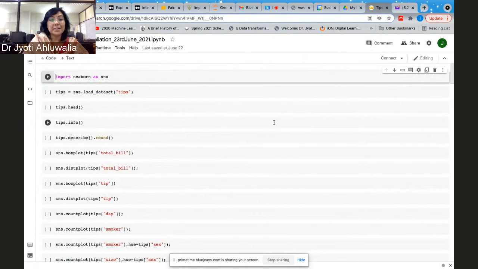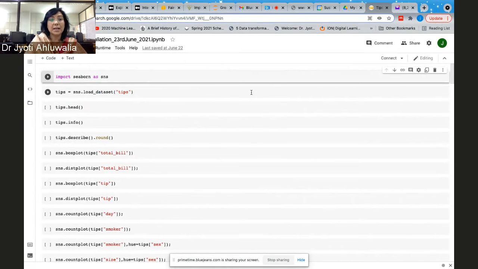Right, so we have here a small case study. This is a data set about the tips provided in a restaurant when you have food. So whether you go for a dinner or a lunch, you provide tips. And this data set contains the amount of tip given and the total bill amount.